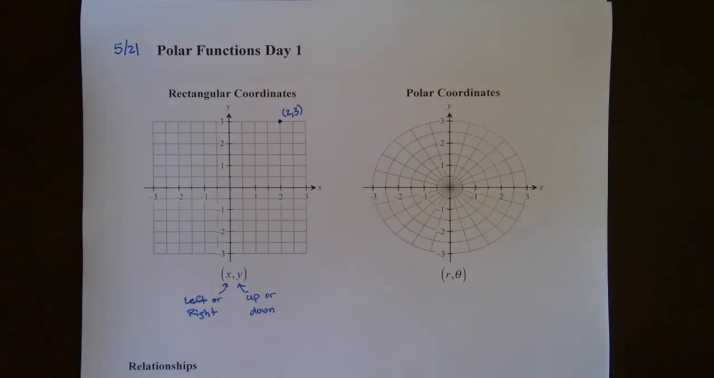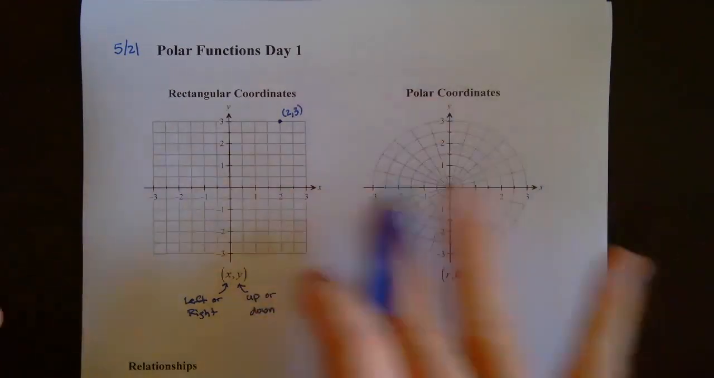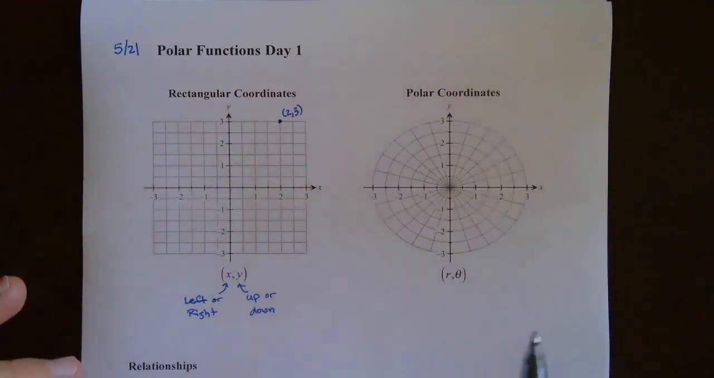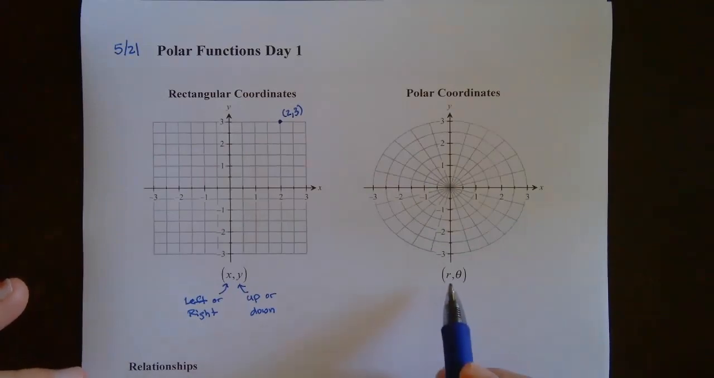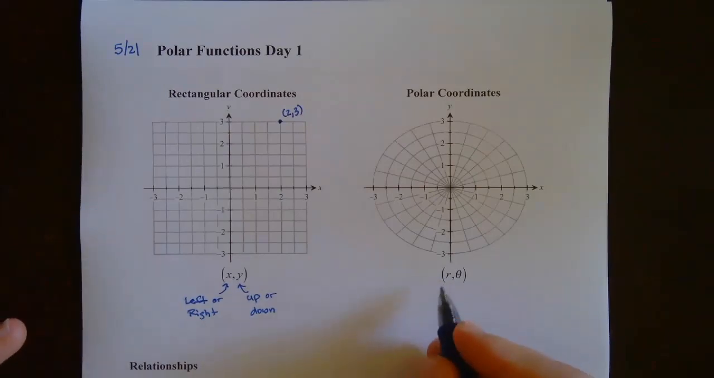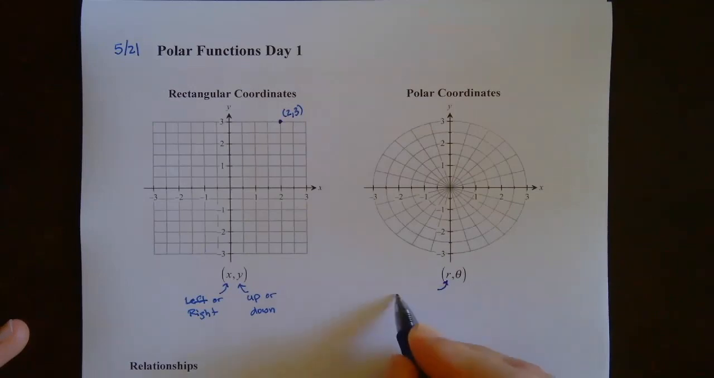All right, so here's the new system that we can locate points in this plane, like on a piece of paper. The way we do it is we give a coordinate, and the first coordinate we call r, and that's the radius. That's the distance from the origin.